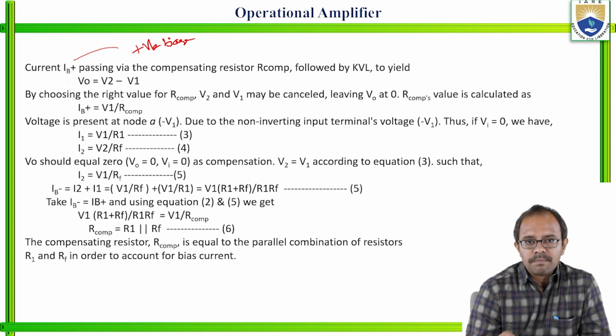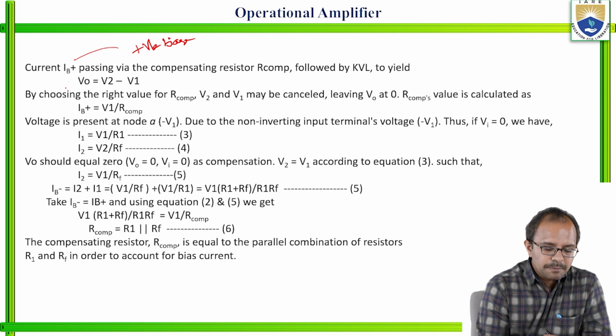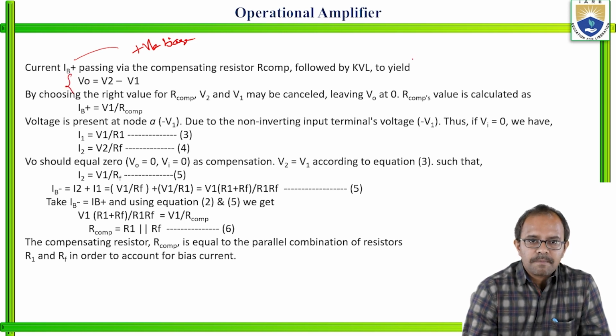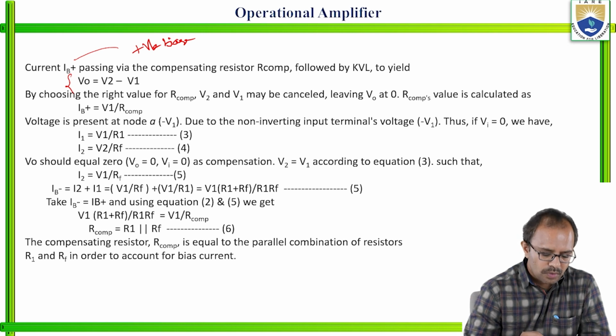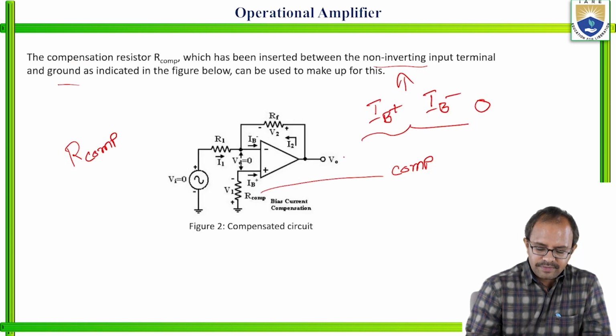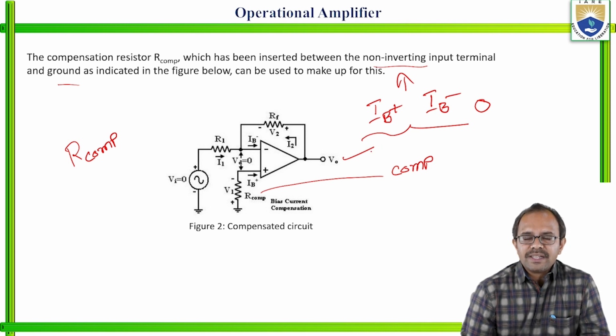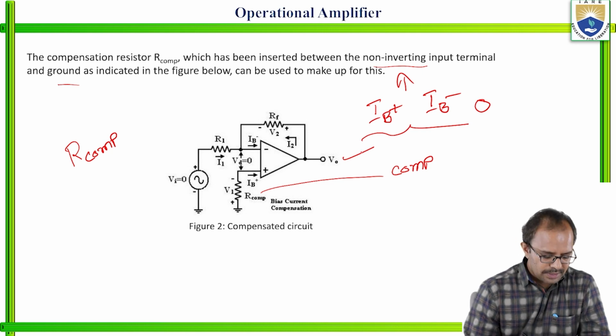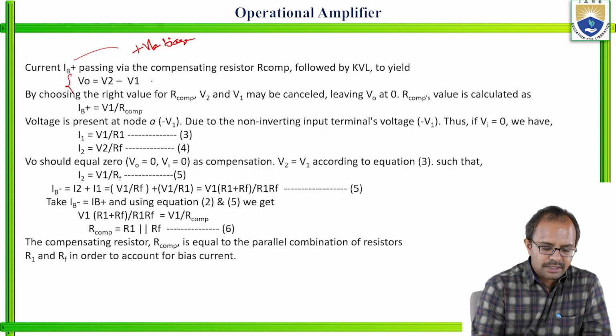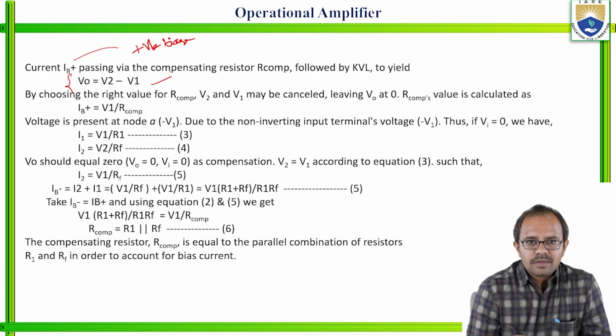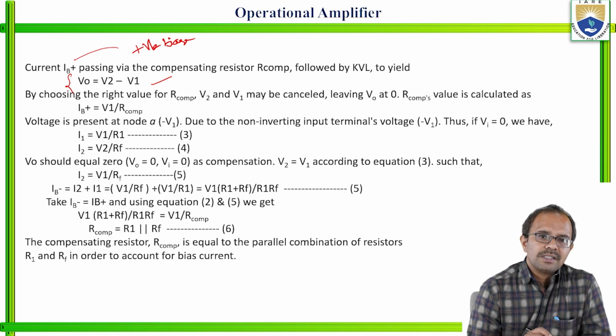Because of the R compensating resistance, we can experience some amount of voltage. Let us say the output voltage V0 is fundamentally due to the difference between the two inputs. What are the two inputs here? The two inputs are nothing but V2 minus V1. V2 and V1 are the two basic inputs applied across the two input terminals of the operational amplifier.